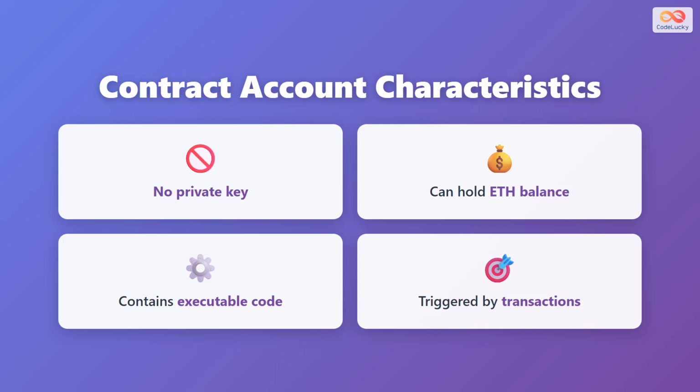Contract accounts also have four key characteristics. First, they have no private key because they're not controlled by any person or external entity. Instead, the code itself determines what the contract can do. Second, like EOAs, they can hold an ETH balance and store Ether. Third, they contain executable code, which is the smart contract logic that defines the contract's behavior. Fourth, they are triggered by transactions, meaning they cannot act on their own. They only execute when an EOA or another contract sends a transaction to them.